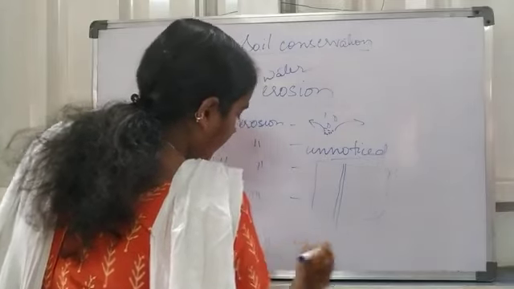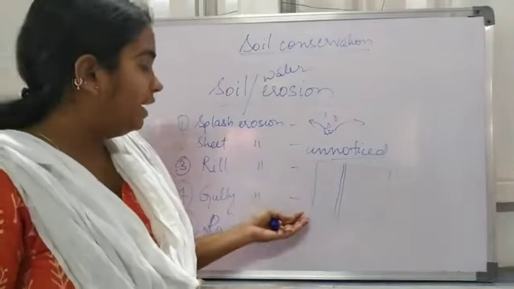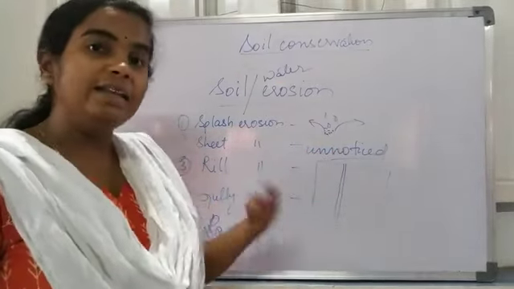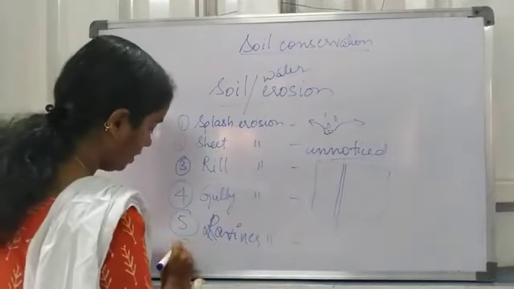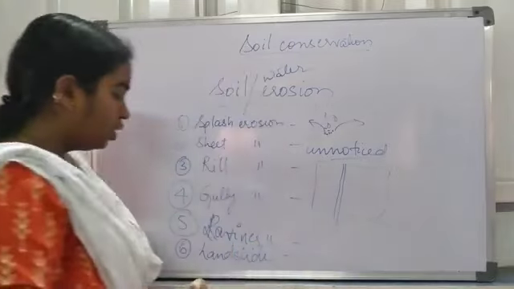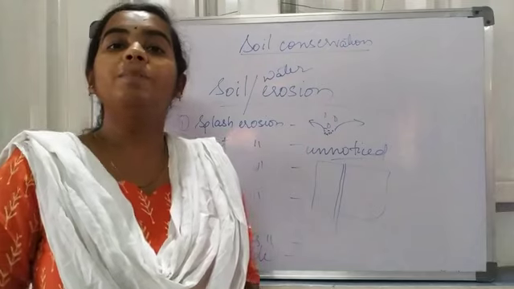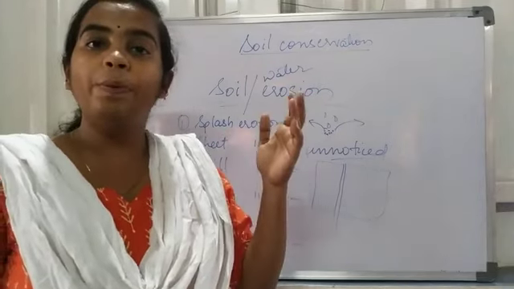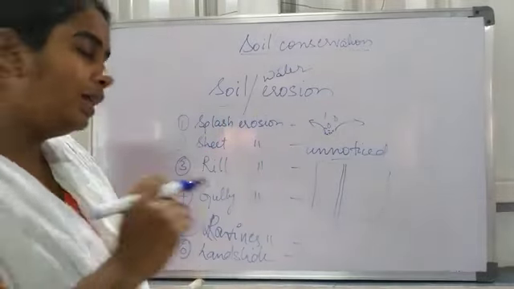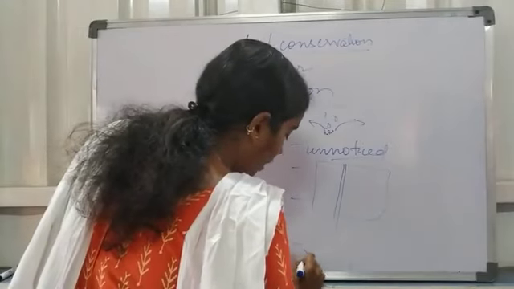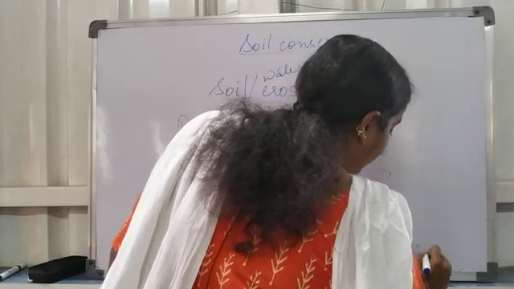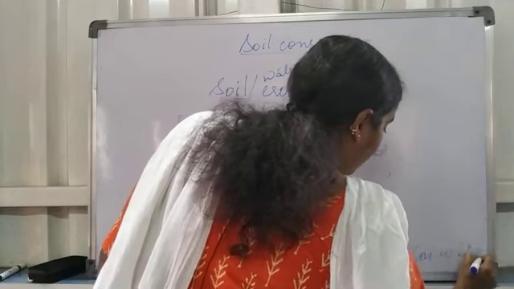And next we talk about the ravines. Ravines are nothing but the extension of the gully. Gully is an extension of a rill, and a ravine is the extension of the gully. And the last one is landslide. Landslide, as you have seen in videos or in some places, from the hilly region, the soil from the top part will be eroded to the lower part.